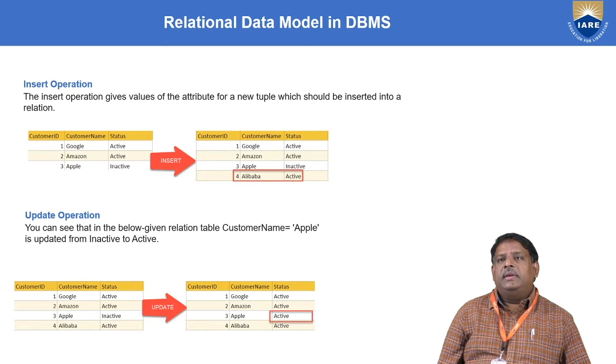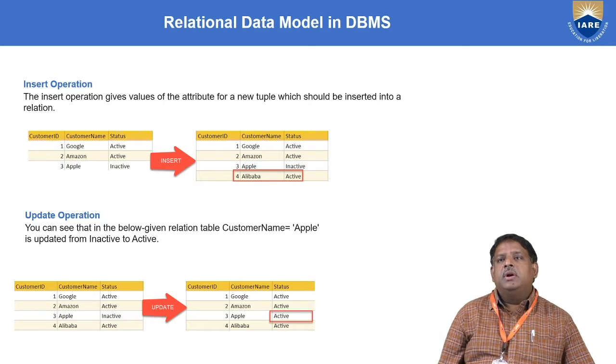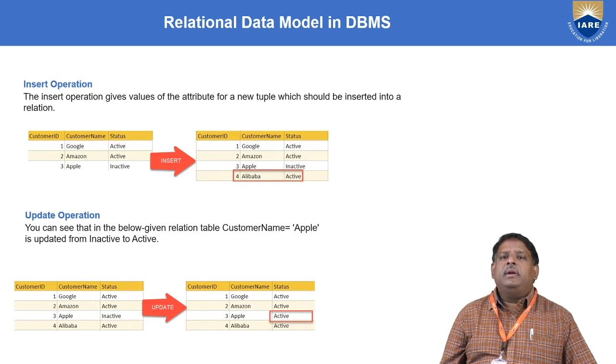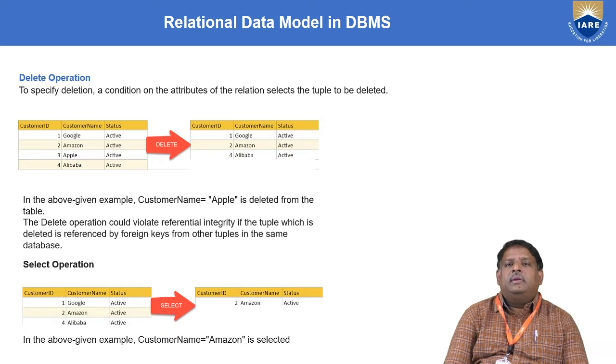Now let us see the insert operation on the RDBMS. The insert operation gives the value of an attribute for a new tuple which should be inserted into the relation. My existing table has 3 records. I'm trying to insert a 4th record, Alibaba. So using insert, I am inserting the new tuple as record 4. Similarly, for update, you can see that in the below given relation, customer name Apple is being updated from inactive to active. This is the update we have done.